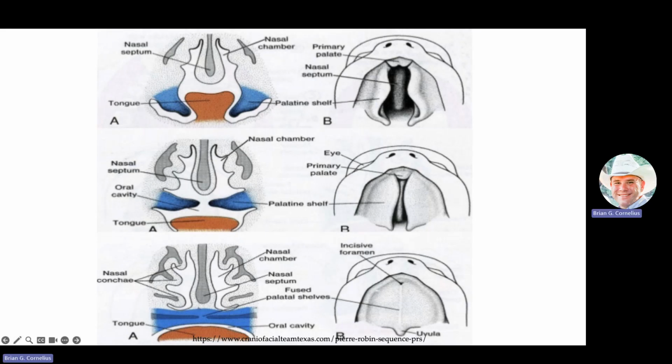This is just an example of what it would look like if you're able to see it internally. On the right side there, you're able to visualize that palate. The middle picture, you have just a little bit more abbreviated palate. And then the last picture, it's almost entirely corrected.